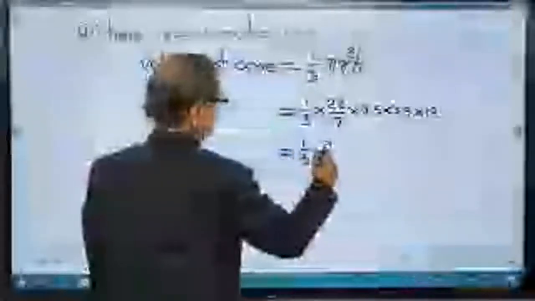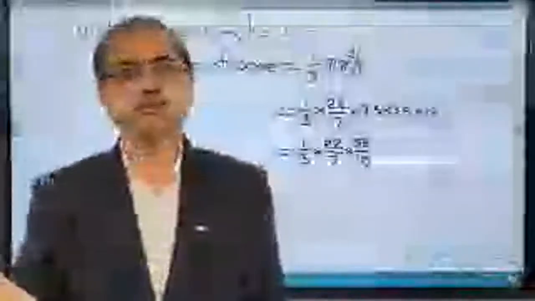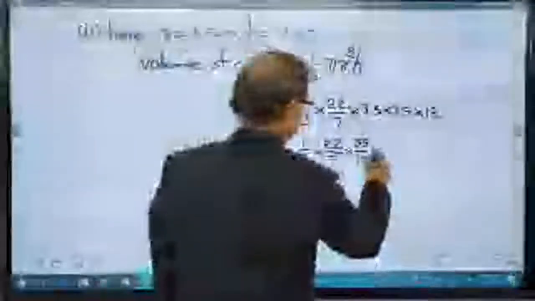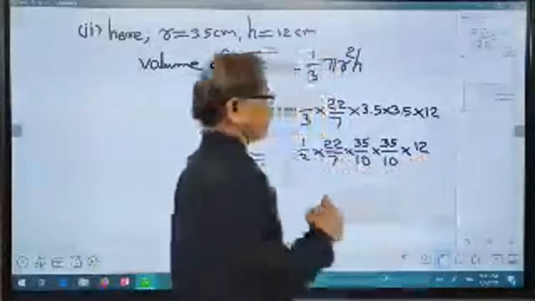Those who are not comfortable to do calculations directly with the decimal point, they will have to write this step. 1 upon 3 multiplied by 22 upon 7 as it is. Here we are removing the decimal point. So it will be written as 35 upon 10. From 3.5 we are removing the decimal point, so when we remove it, it becomes 35. Its value becomes more by 10 times. After decimal point we have only one digit, and that's why you will put 10 in the denominator. Multiplied by 35 upon 10 multiplied by 12. So we have removed the decimal point.